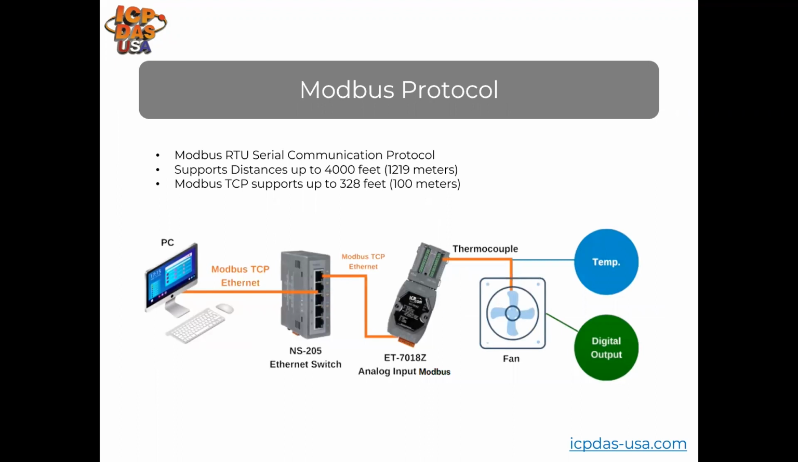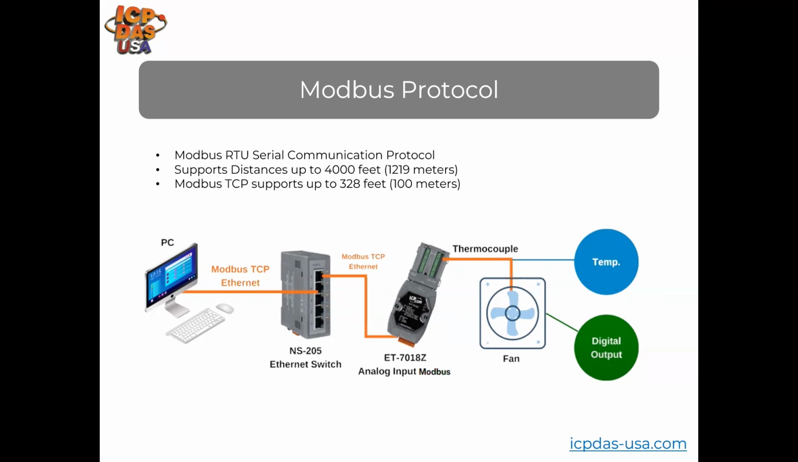Modbus is a serial communication protocol developed in 1979. It's used to transmit data between industrial electronic devices and has built-in communication and control functions. It supports multiple data types, including binary, floating point, 16 and 32-bit integers, and provides a standardized way to access information from remote devices. Modbus RTU communicates up to 4,000 feet, and that distance can be extended with a repeater like our I-7510.